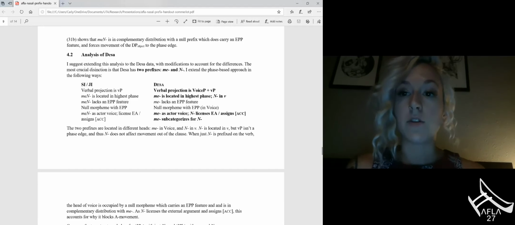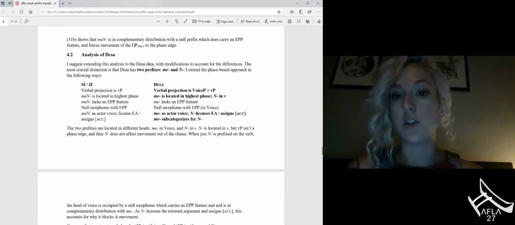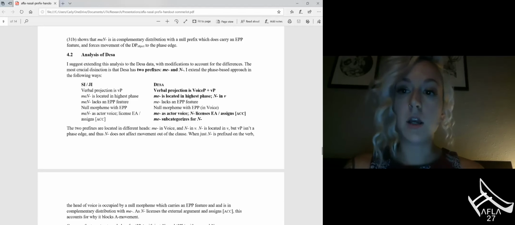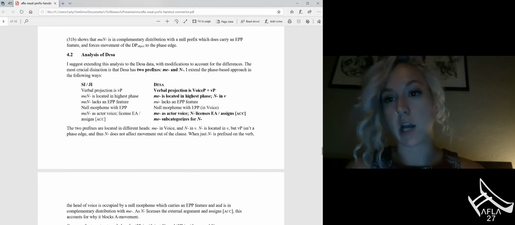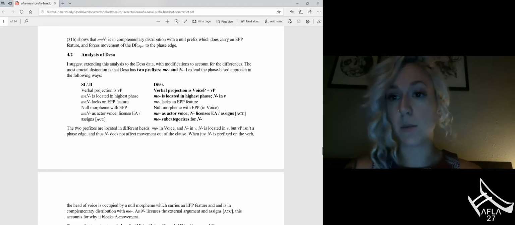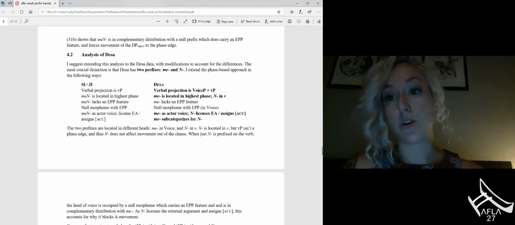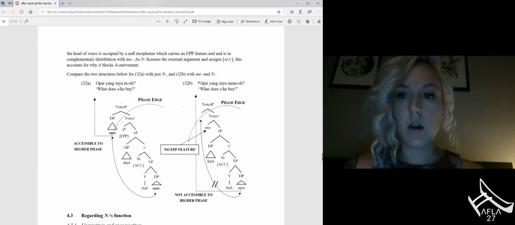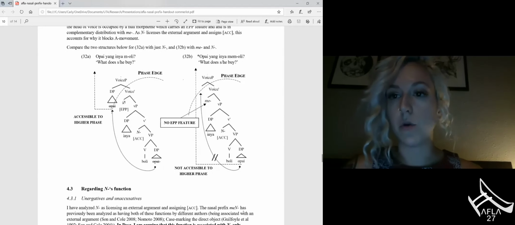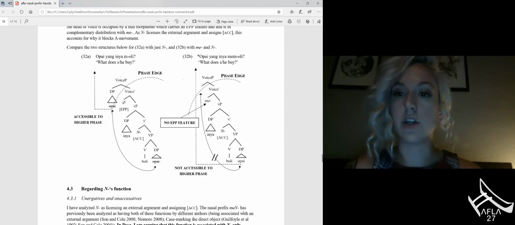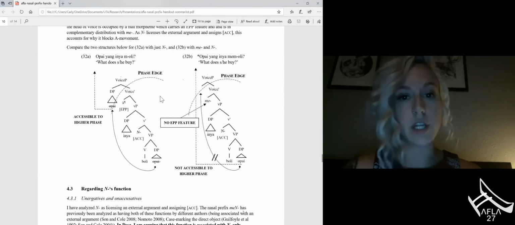So the shortened N serves to license the external argument and assign accusative case to the direct object. The ma is in voice because it's really just this actor voice morpheme that doesn't have either of these roles. I also argue that ma subcategorizes for N because they always occur together. So 32A and 32B show a little analysis of Desa. We see it's pretty similar to the Standard Indonesian and Jakartan Indonesian, but does take into account these modifications that are necessary for Desa.